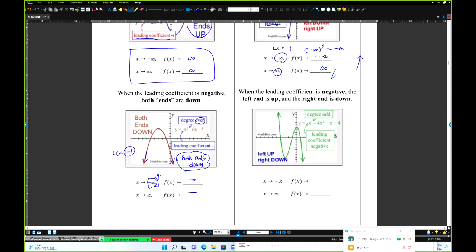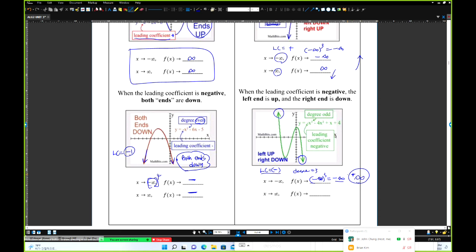The next one is still degree 3. Both sides go the opposite way, one up and the other down. But this time the leading coefficient is negative. The degree is cube, so minus x cube is still minus infinity. But we multiply LC to these numbers: negative times negative infinity gives positive infinity now.